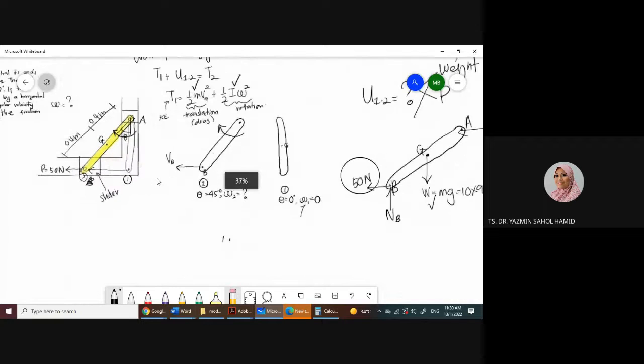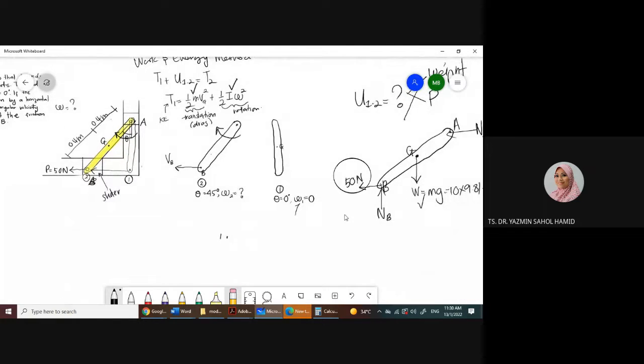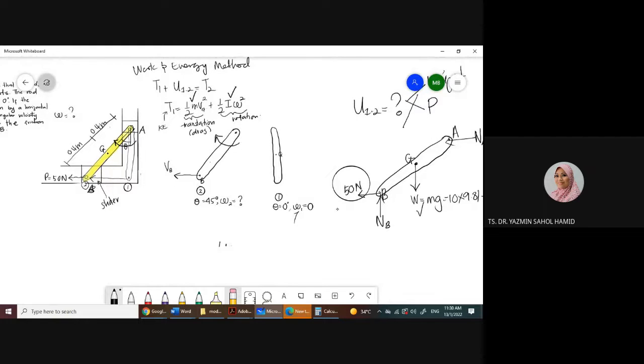Angular velocity is zero for omega 1, so it means T1 equals zero. What we need to do is find T2. So this one is zero. Next is T2. We know the formula is 1 over 2 m v_G squared plus 1 over 2 I omega squared. Omega squared is omega 2. So 1 over 2, what is the mass? 10. Do you have the velocity? We don't have the velocity.